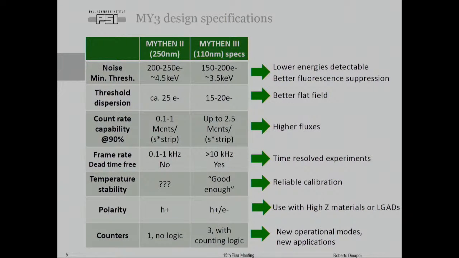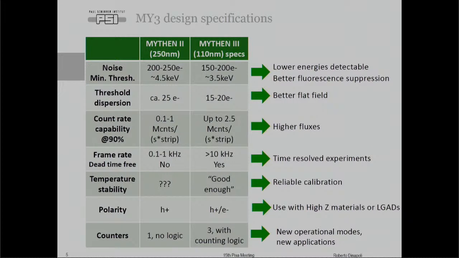So the design specifications: we wanted to improve with respect to the old chip, which was in 250 nanometer technology. Now we are in 110 nanometers. We wanted a noise of about 150 electrons and a minimum threshold of 3.5 keV, to be able to access lower energies and to have better fluorescence suppression. A threshold dispersion of about 15 electrons for a better flat field. In particular, we were aiming for higher count rate capabilities. So at 90%, we wanted to go to something like 2.5 mega counts per second per strip, to be able to accept a higher photon flux.